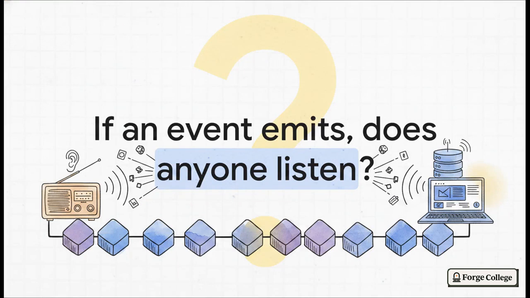So think about this for a second. If a contract emits an event, but no script is listening, did it really happen? It's the classic tree falling in the forest question, but for the blockchain.